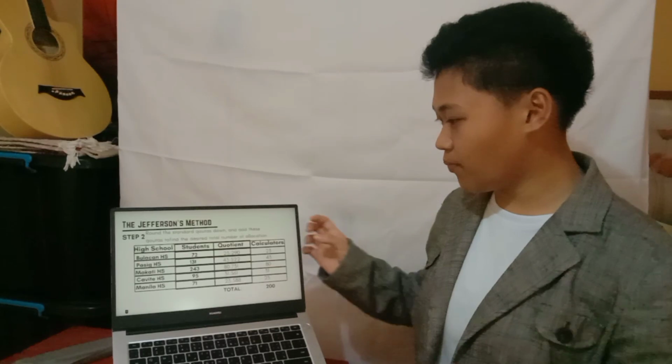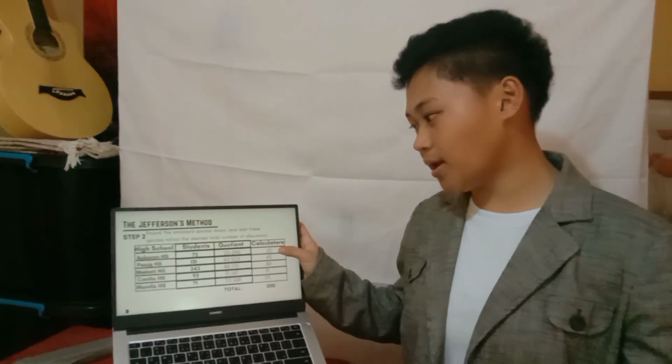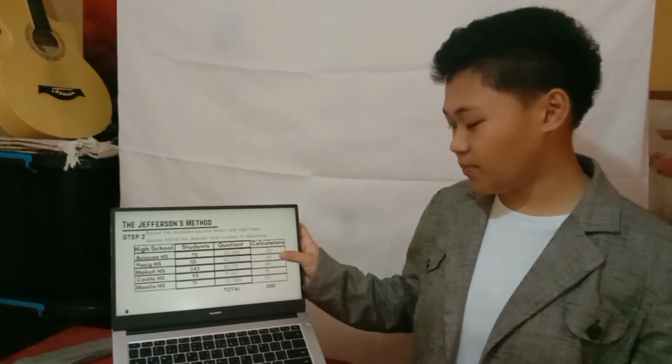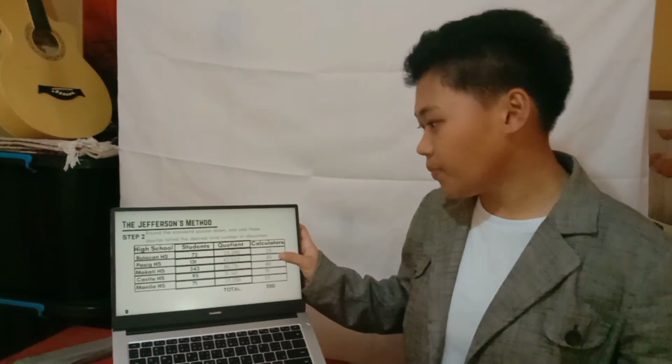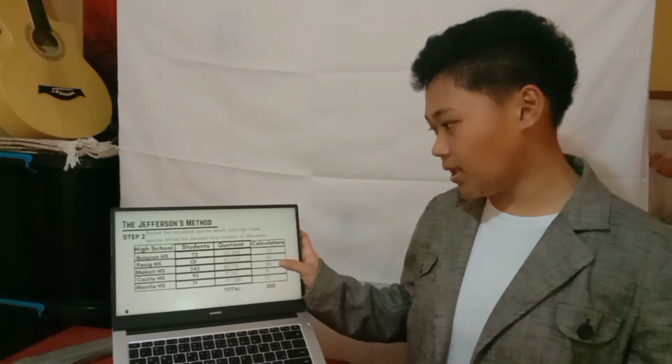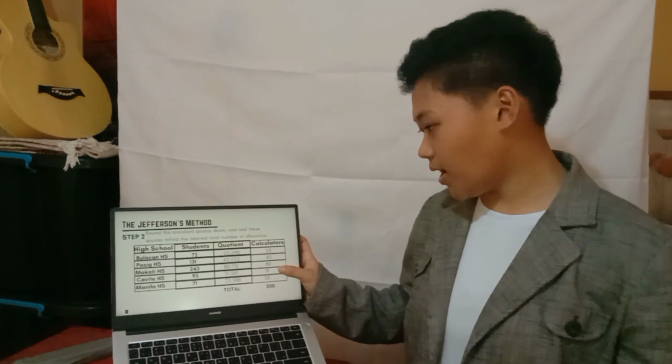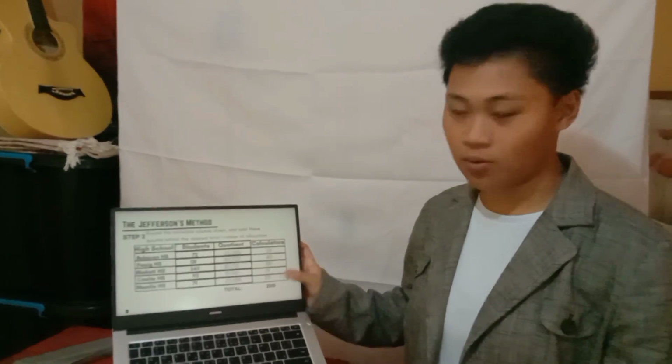So for each school, we're going to distribute calculators. So in Bulacan, we're going to distribute 23. In Pasig, we're going to distribute 43. Makati has 80. Cavite, 31. And Manila, 23. So we already got the right answer and the right allocation, which is the 200.